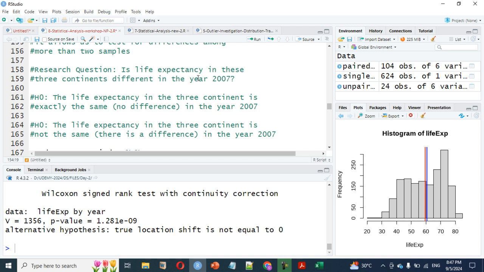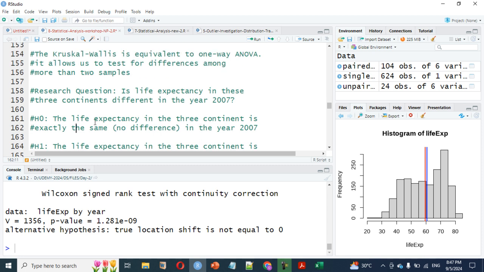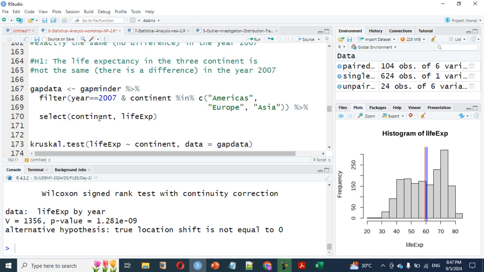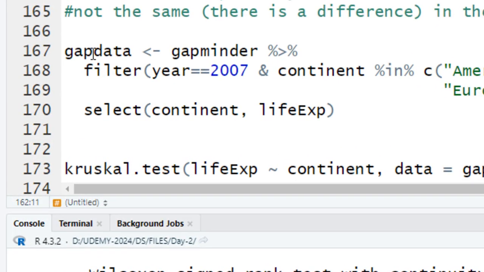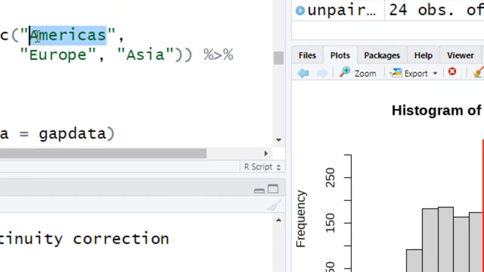The life expectancy in the three continents is exactly the same in the year 2027. That is H0. But H1 here says the life expectancy in the three continents is not the same. There's a difference in the year 2027. So let's do as usual and filter. Let's create another data set, let's call it gap data. We filter by year 2027, and only the continents we are looking at: America, Europe, and Asia.